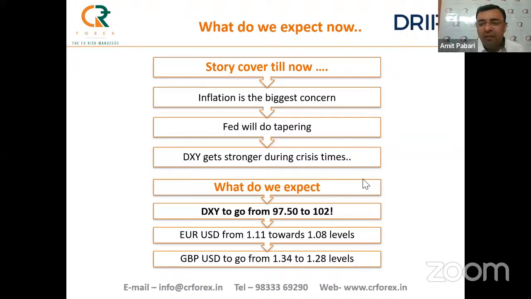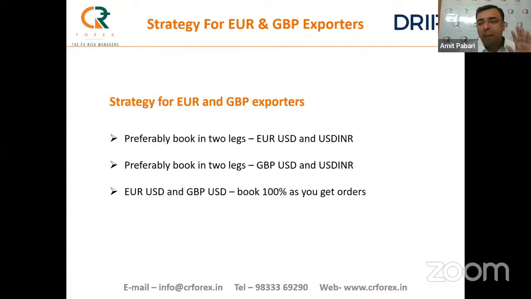Now, definitely, if euro and pound are going to go down drastically, then if you are an exporter who has a remittance in euro and pound, what should you do? Preferably, if you have a receivable in euro and pound, there are two things you have to do. First, preferably book in 2 legs. That means book Euro USD on one leg. Second, book USD INR afterwards. First book Euro USD at the current level, and USD INR, if it goes up, then you book. Similarly with GBP USD also, you book at the current level and USD INR after some time.